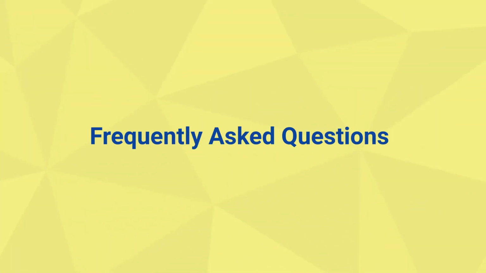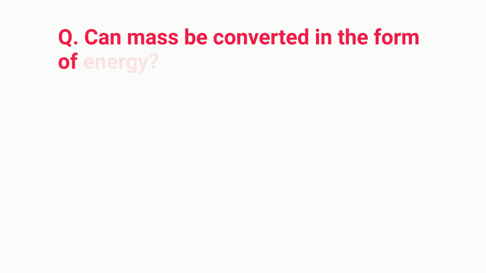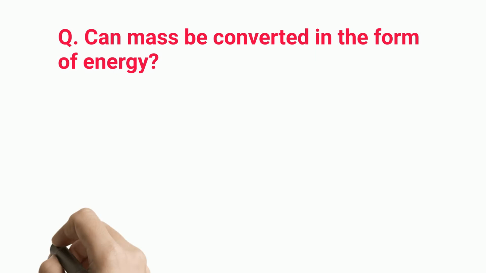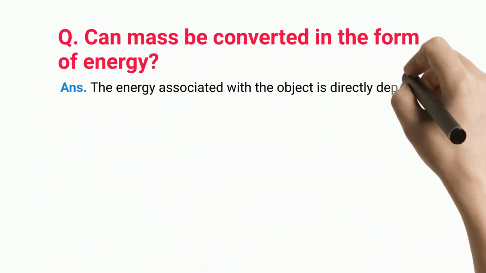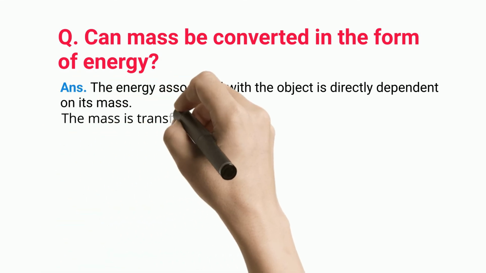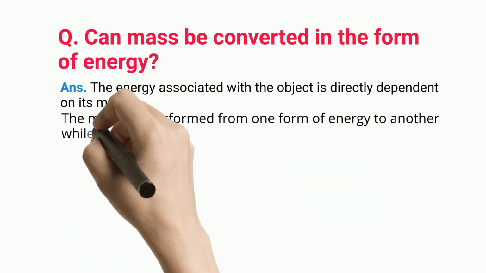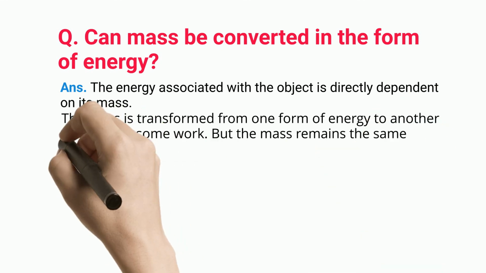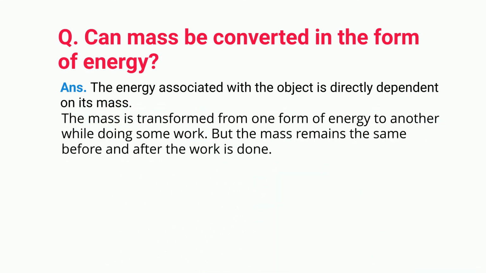Frequently asked questions. Can mass be converted into energy? The energy associated with the object is directly dependent on its mass. The mass is transformed from one form of energy to another while doing some work. But the mass remains the same before and after the work is done.